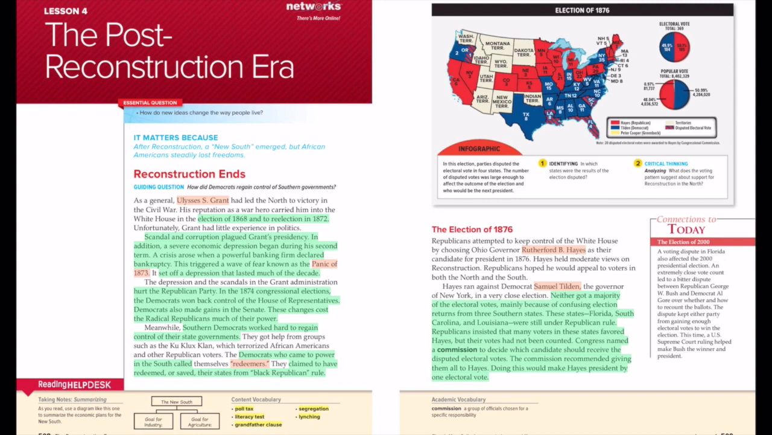So in the next elections for Congress, the Democrats are able to win a lot of seats back and gain more control. So the radical Republicans are losing the power that they had.